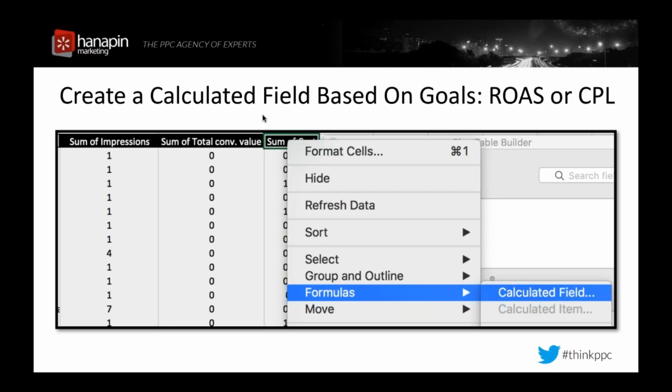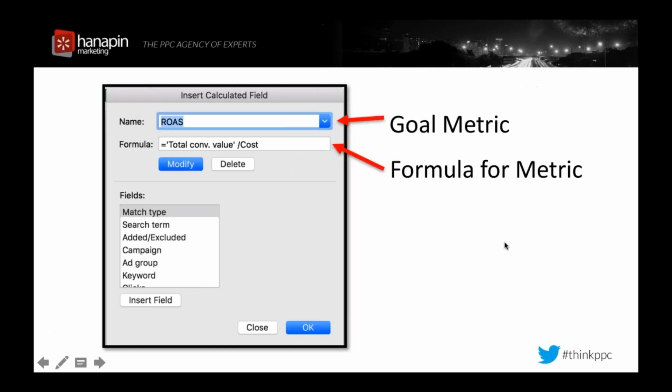First, though, we want to know if these search terms are meeting goals. That's one way to filter through this data. So we're going to add a calculated field based on goals. Like I said, this is an e-commerce example, so we're going to look at return on ad spend. If you're lead generation, you might be looking at cost per lead. On a Mac, it's the double click on your mouse pad, or on a regular PC, I believe you would right click, and you can add a formula and a calculated field.